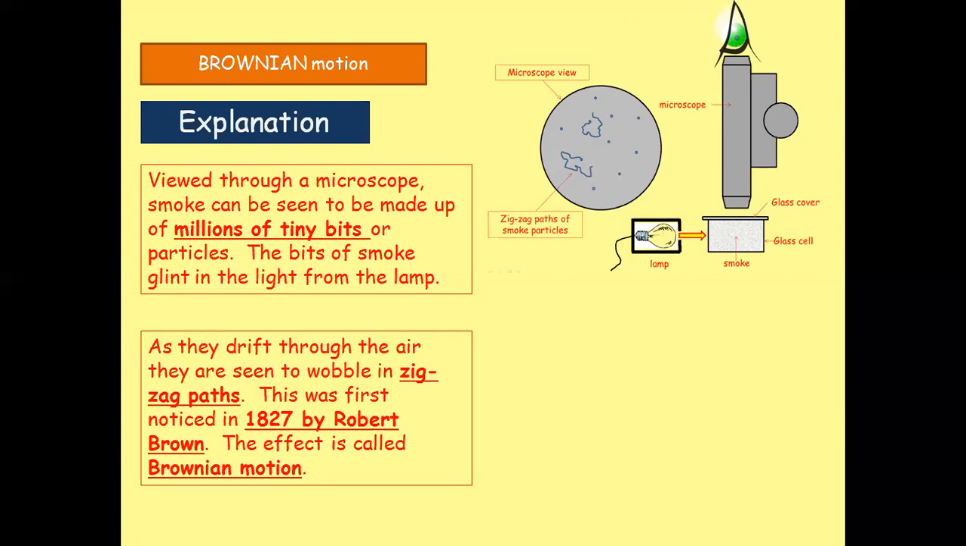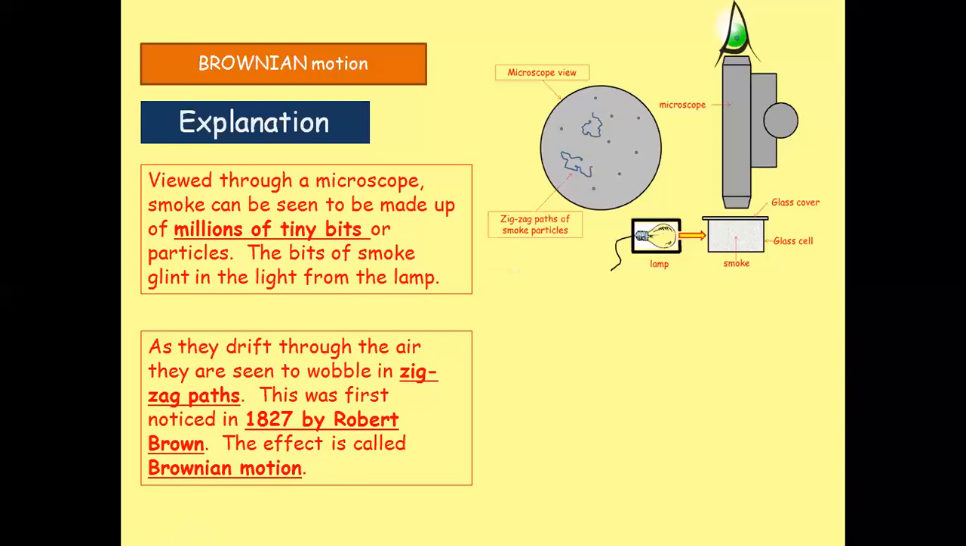Now, the explanation of this motion, Brownian motion: the much smaller and much faster air molecules collide with the large smoke particles randomly from all directions, and this causes the smoke particles to move randomly. This was discovered by Robert Brown in 1827, and this effect is called Brownian motion.